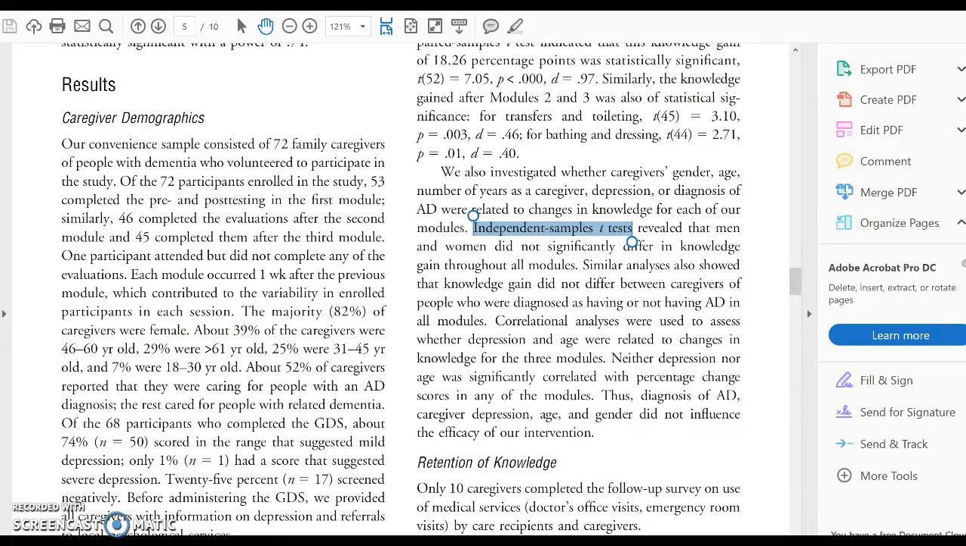Okay, so they used independent sample t-test to investigate whether caregivers' age, gender, or number of years as caregiver, depression, or diagnosis of AD were related to the changes in knowledge for each of the modules. Their independent t-test revealed that men and women did not significantly differ, because we're comparing two independent groups, men and women, and they did not differ in knowledge. Similar analysis also showed that knowledge gain did not differ between caregivers of people who were diagnosed as having or not having AD in all modules.